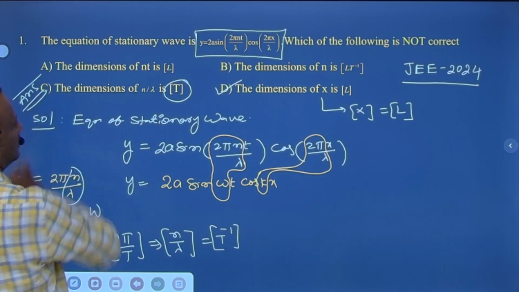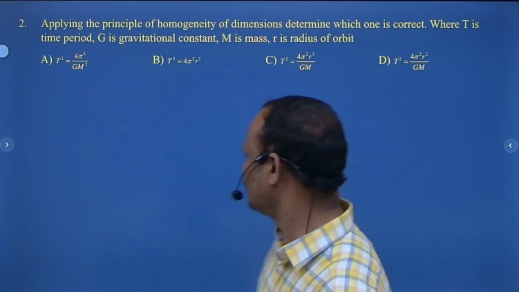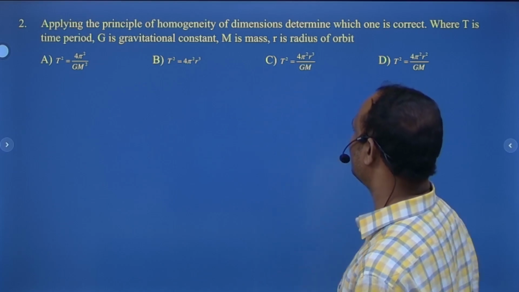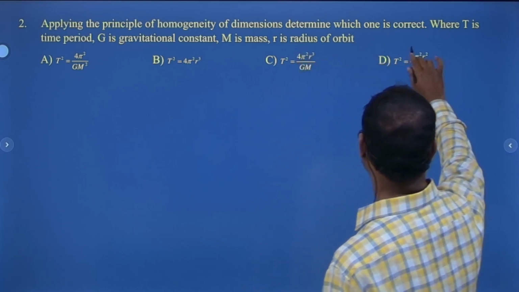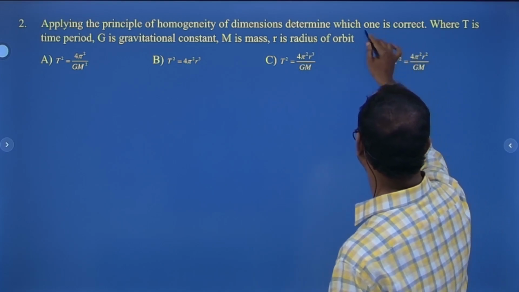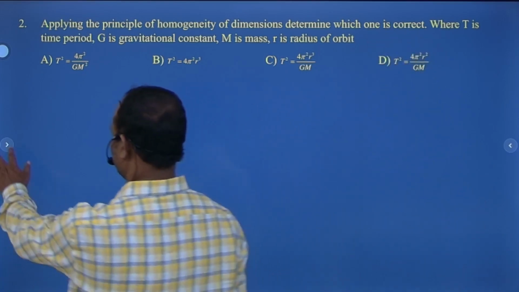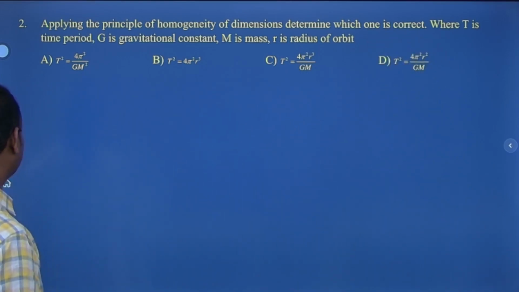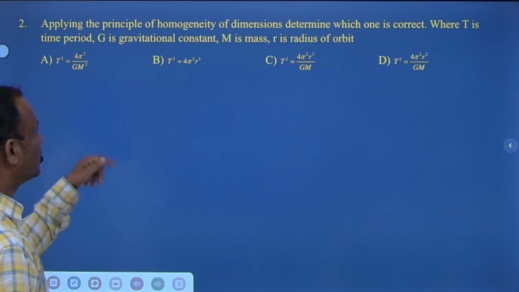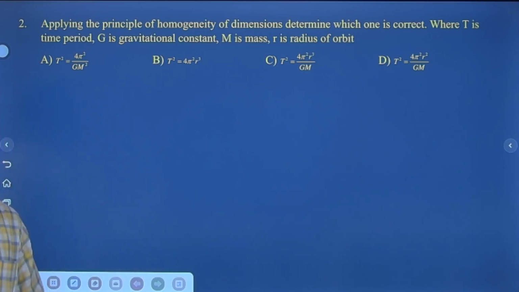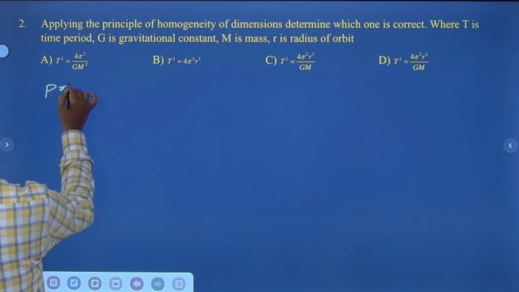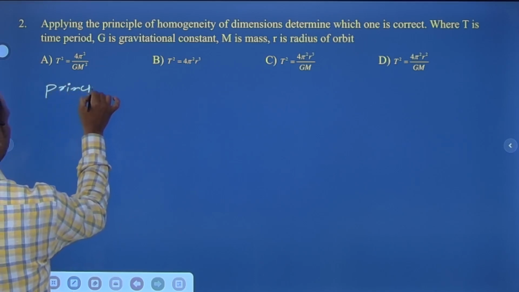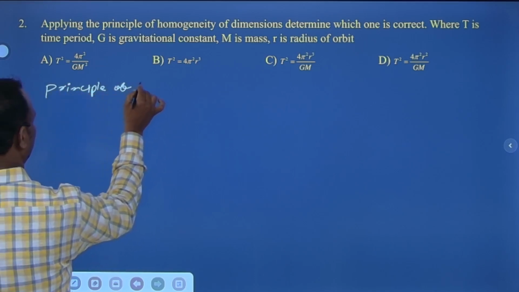Here is question number 2. According to the principle of homogeneity of dimensions, determine which one is correct. This question is based on the principle of homogeneity. So what is the principle of homogeneity?